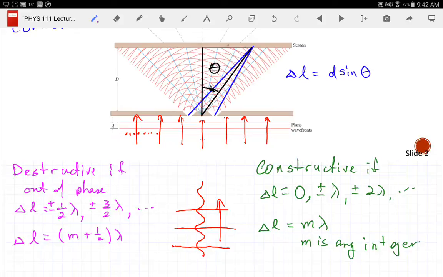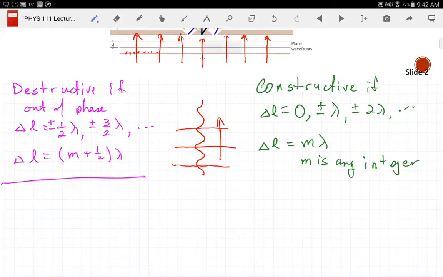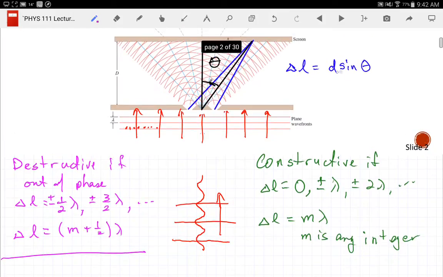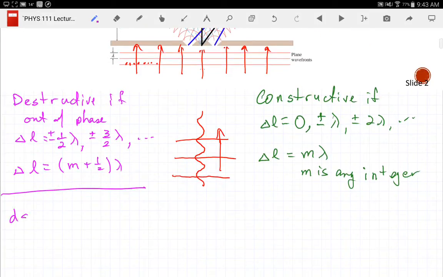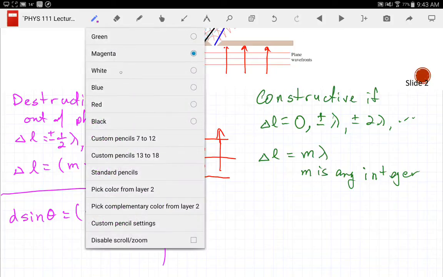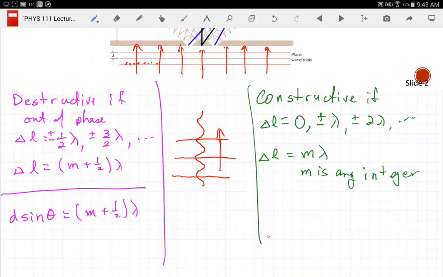So taking these, I can now write equations for destructive interference. From our work up here, delta L is d sine theta. So d sine theta is equal to (m plus 1/2) lambda for destructive interference, and for constructive interference, d sine theta is equal to m lambda. So I have these two conditions that will give me where constructive and destructive interference occur.